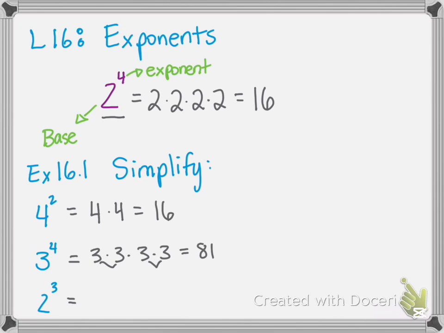Finally, we have 2 to the 3rd power, which is 2 times 2 times 2. And again, we do 2 times 2, 4 times 2 is 8. Some of these you're going to do so often that you're going to memorize them, like 2 to the 3rd power, you'll know by memory that is 8.